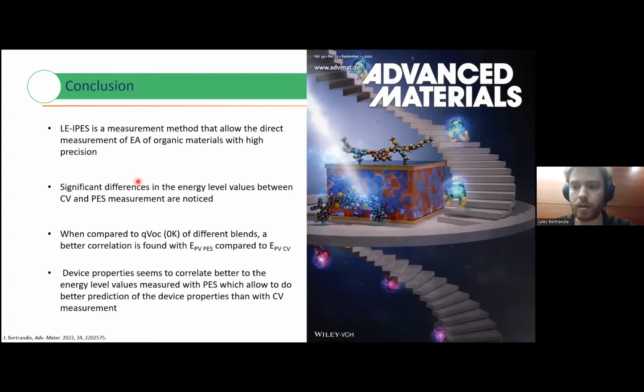To conclude this talk, we used the low energy IPS, which is a direct measurement of the organic material, and we see significant differences between the energetics that we measure with PES and cyclic voltammetry. And when we compare those values to the device property, we can see that with the PES, we are able to correlate to the device property, which is not the case for the CV.